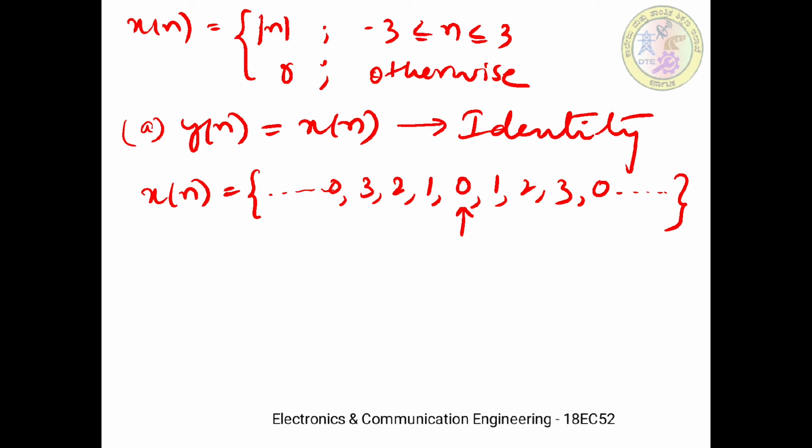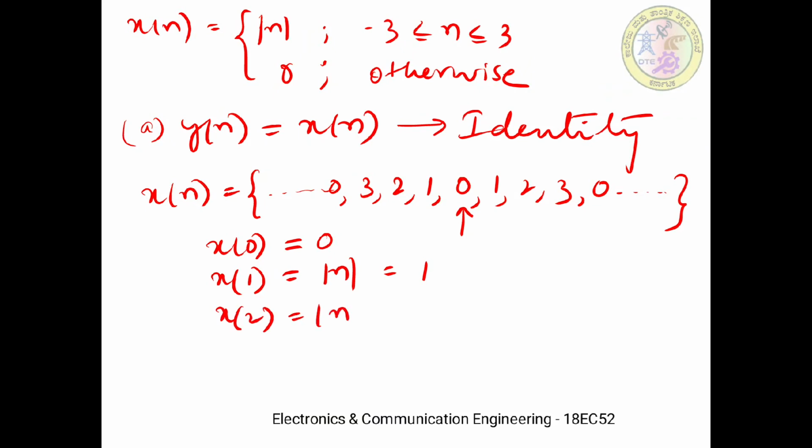So what does it mean now? The meaning of the given equation is x of 0 is nothing but 0. Similarly x of 1 is nothing but the magnitude of n, and n here is 1, so its value is 1. Similarly x of 2 is the magnitude of n, that is 2, so x of 3 is again the magnitude of n, that is 3 only.